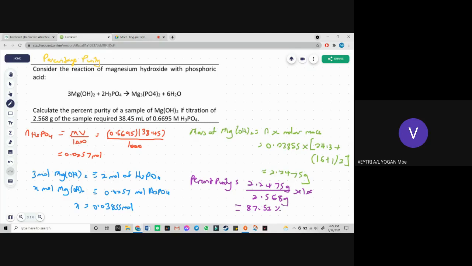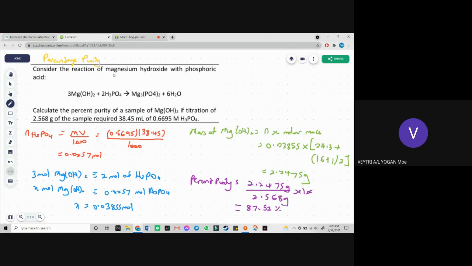Maksudnya let's say kita cakap pasal iron kan. How pure, maksudnya berapa betul-betul kandungan iron Fe daripada the whole thing. It might be iron oxide and stuff, you know. It might contain something else. Okay, but we want to find how pure it is. Now, let's have a look at this question. So basically in matriculation syllabus, percentage purity, they will mostly focus on calculations. Okay, so you guys got to know how to calculate. Let's have a look at this question.